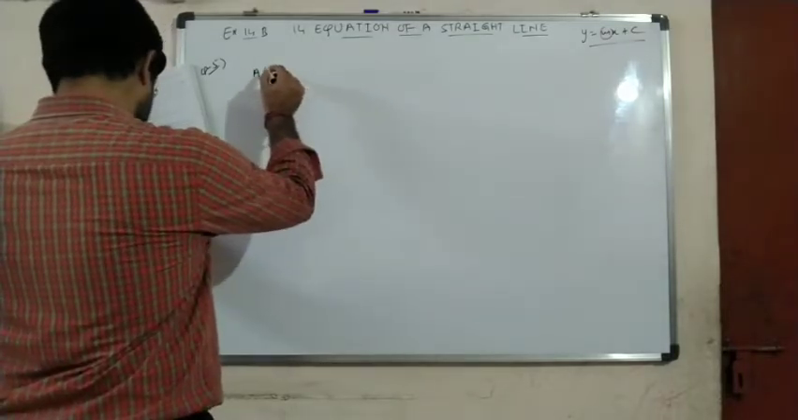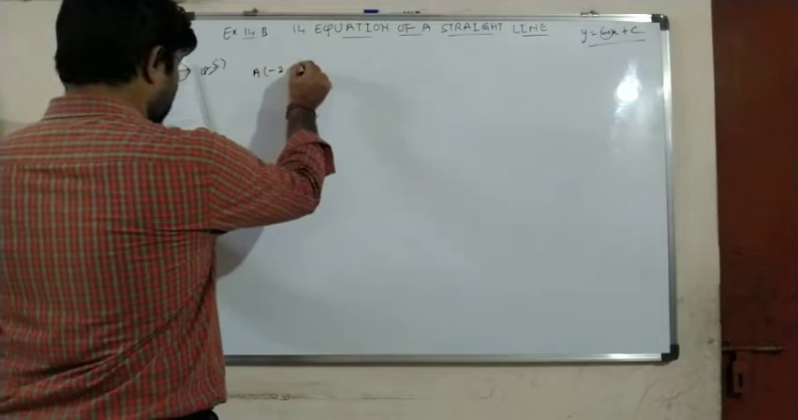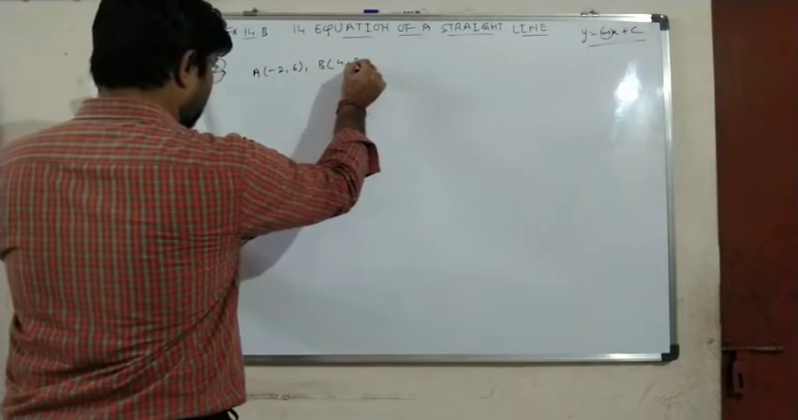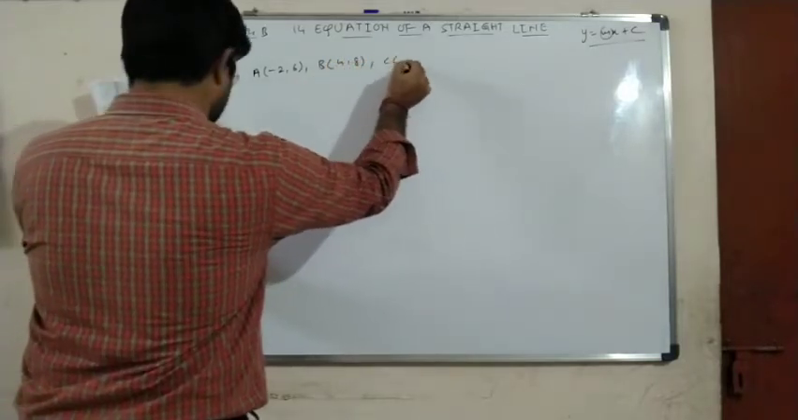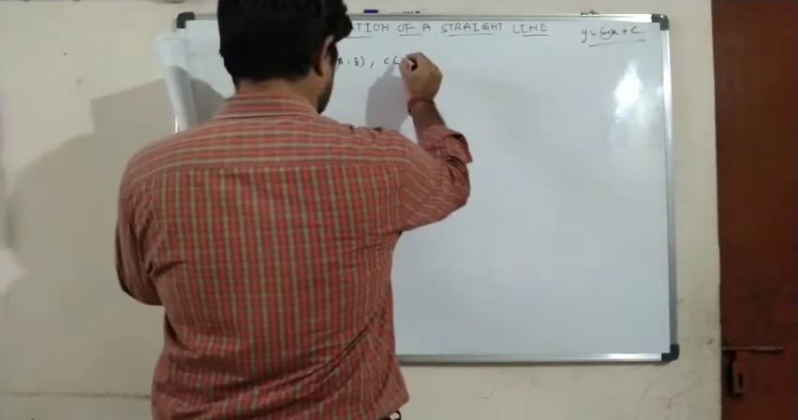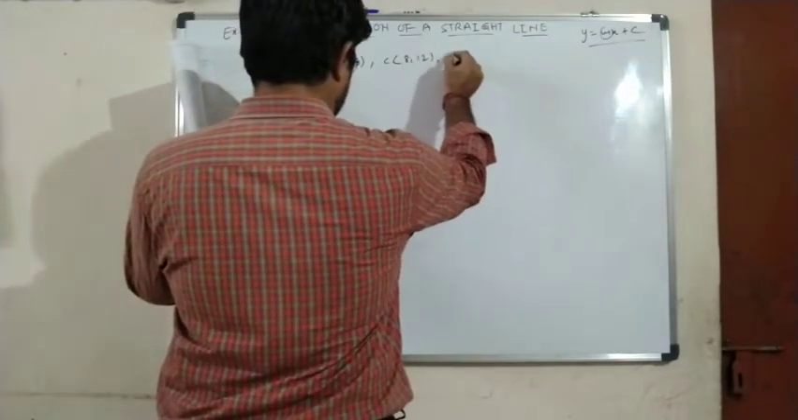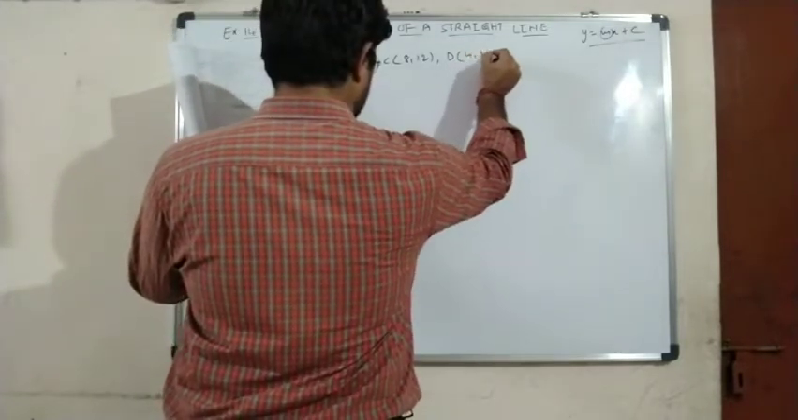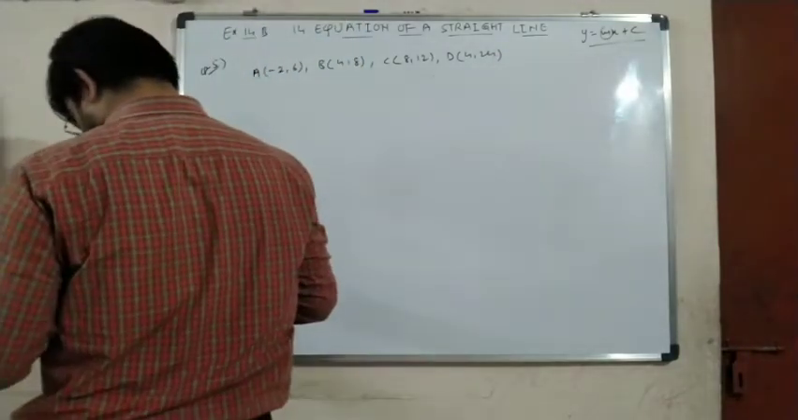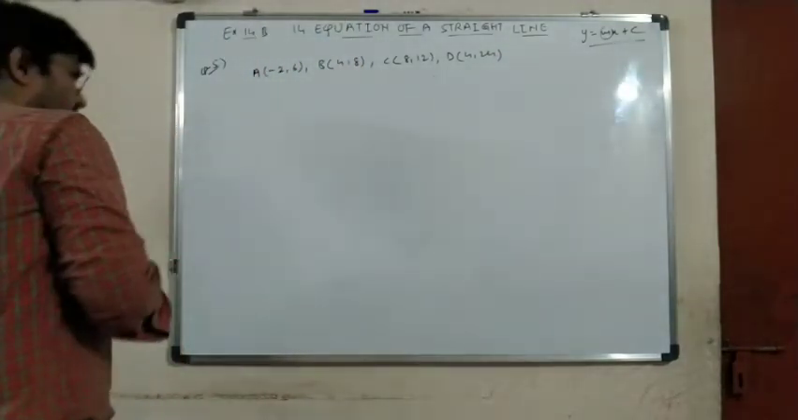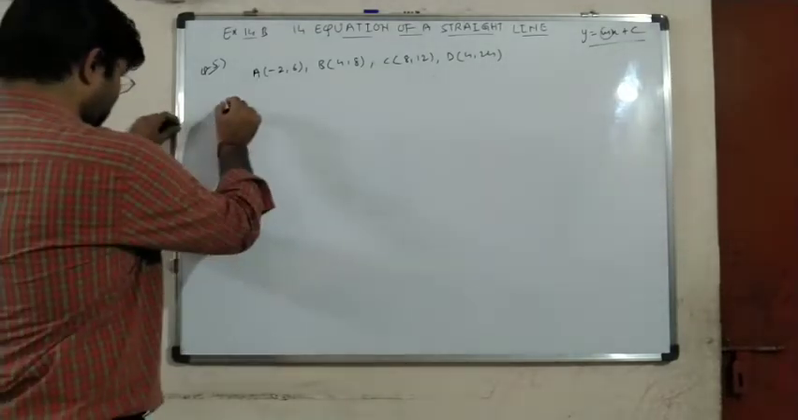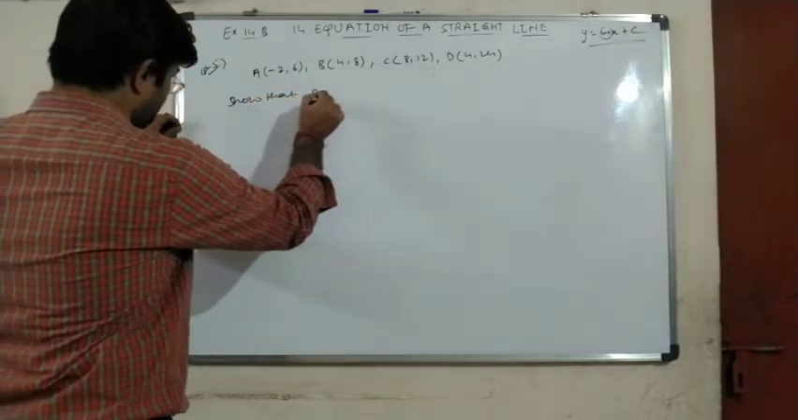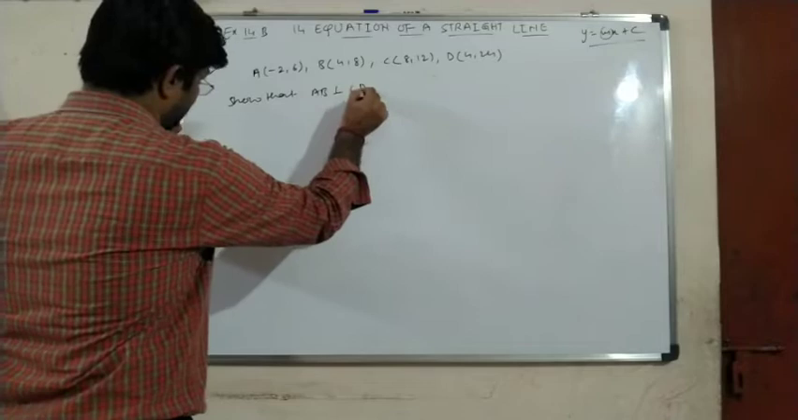We are given coordinates of A (-2, 6), coordinates of B (4, 8), coordinates of point C (8, 12), and coordinates of D are given to be (4, 24). We have to show that the line AB is perpendicular to line CD.